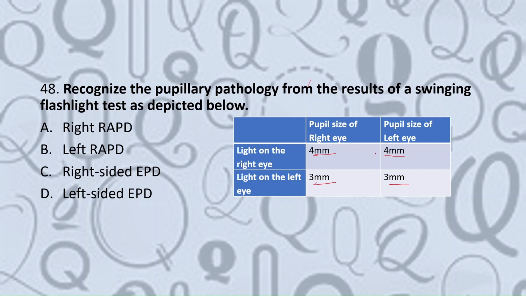So this is what we just discussed. There is no anisocoria, so there is no EPD. So look for EPD in your answers and strike it off. When you shine light on which eye the pupil is bigger, that is the culprit. So here the culprit is the right eye. So the answer here would be right RAPD. I hope it is clear to you. When looking for RAPD, look for the eye in which the pupil is bigger when you shine the light on that particular eye. Okay.